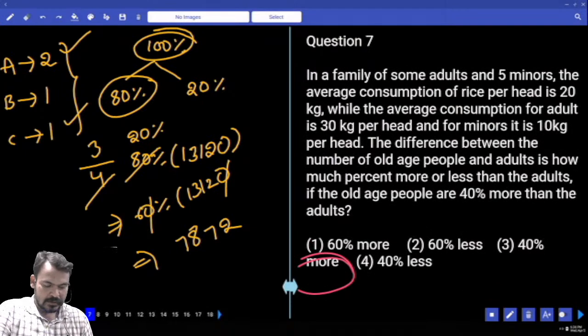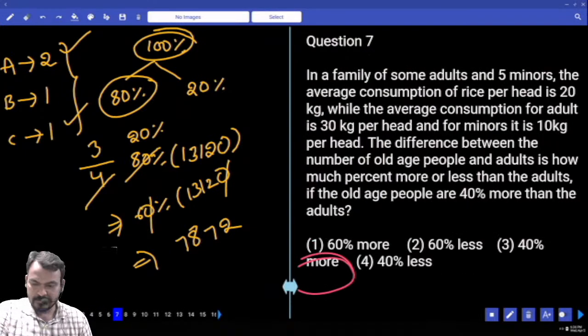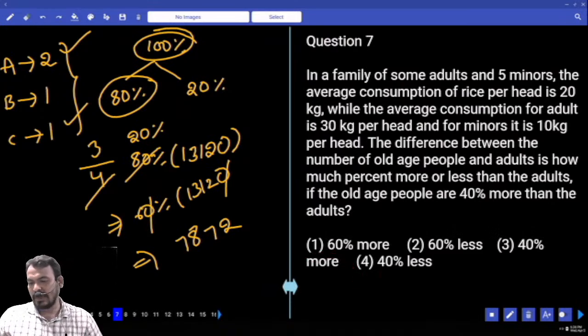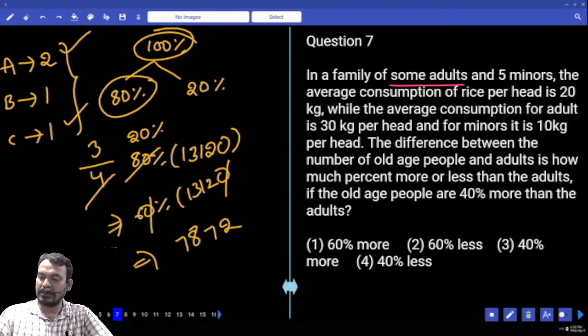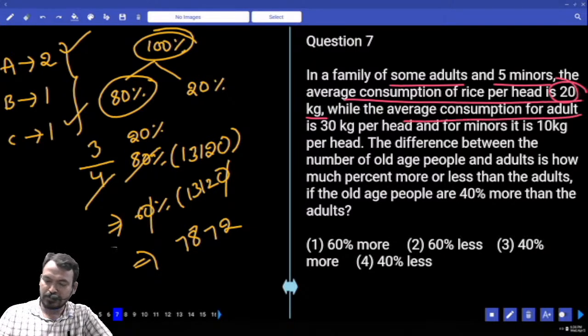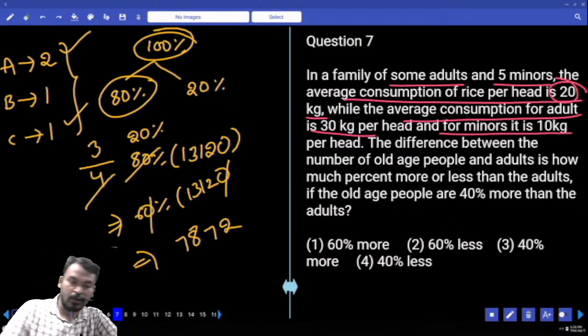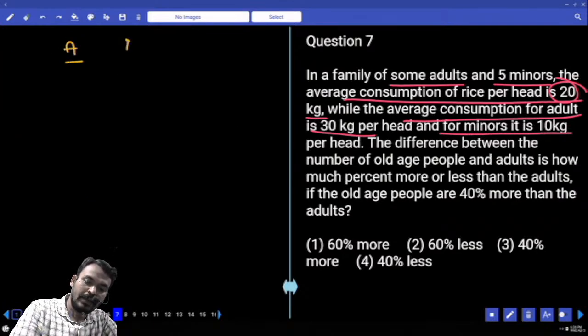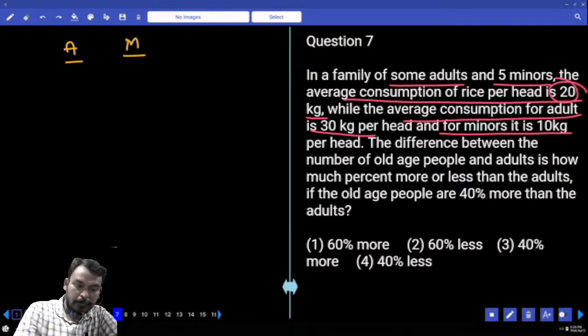Next question, number 7. In a family of some adults and 5 minors, adults are unknown but minors are given as 5. The average consumption of rice per head is 20 kgs, meaning all the persons' average is 20. The average consumption of an adult is 30 kgs and of a minor is 10 kgs per head.